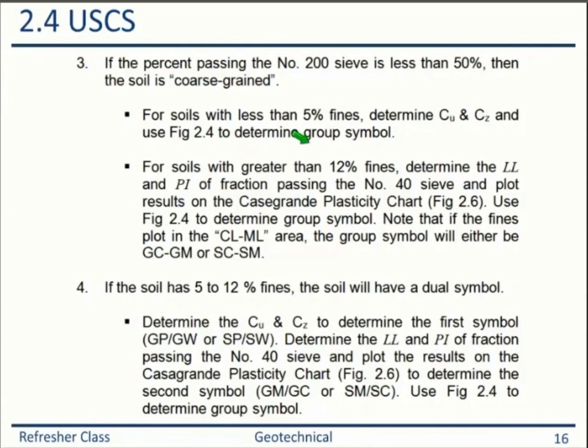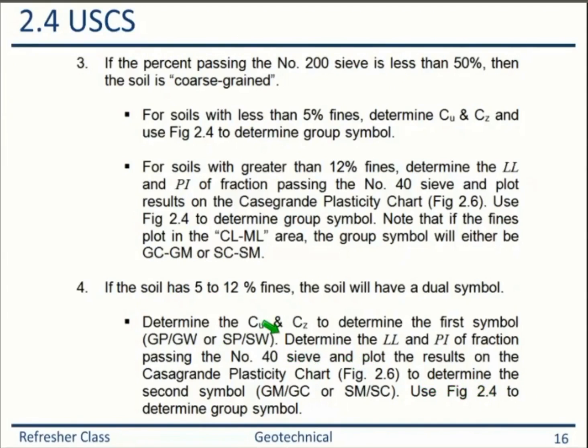We'll take an example. Okay, if the percentage passing the number 200 sieve is less than 50% and the fines are greater than 12%, then again the liquid limit and PI value of the fines will be known. Then you will use the Casagrande plasticity chart to define the soil. But in both cases, your first letter should be either S or G, gravel or sand. And if the fines are between 5 and 12, you have to use both figure 2.4 and the Casagrande plasticity chart. We'll take an example also.